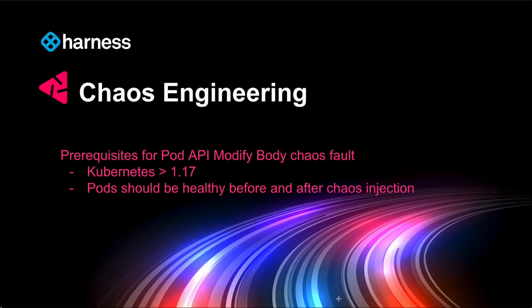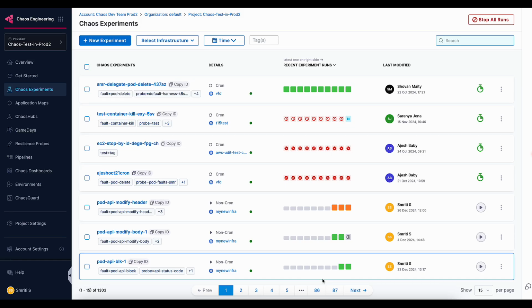Before executing this chaos experiment, you have to ensure that the prerequisites are fulfilled. Ensure that you have a Kubernetes version greater than 1.17, and ensure that the Kubernetes pods are healthy before injecting chaos and after the chaos duration is complete, that is, after chaos injection. Let us configure the experiment.